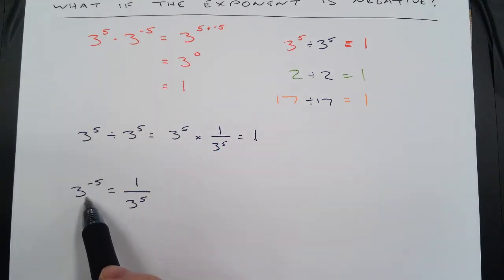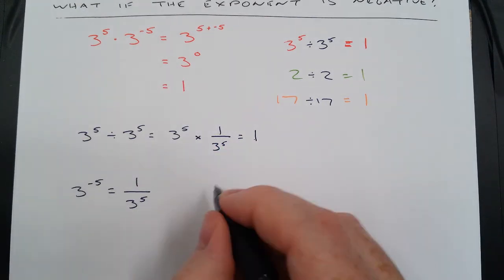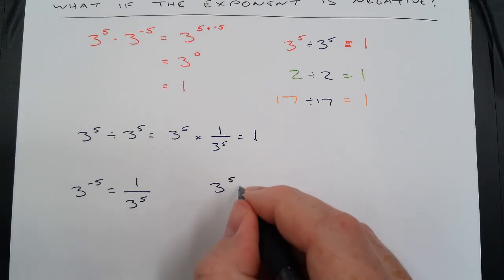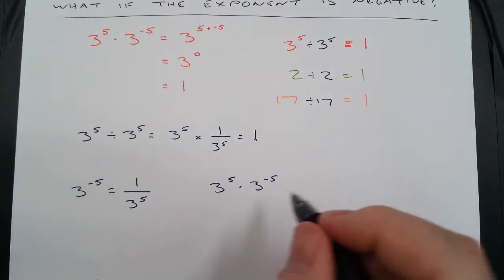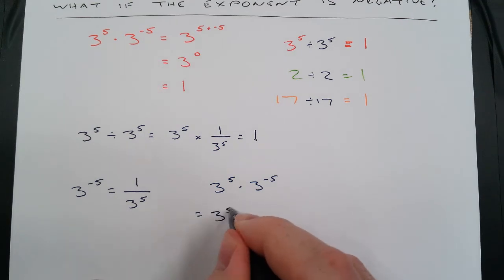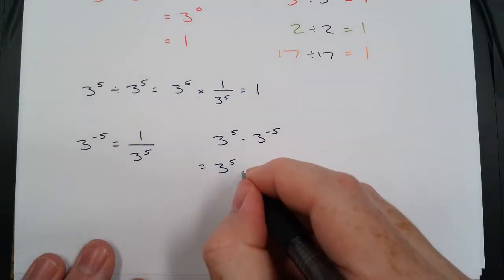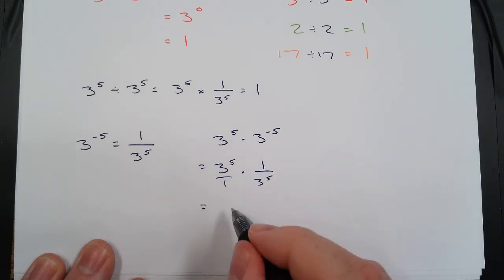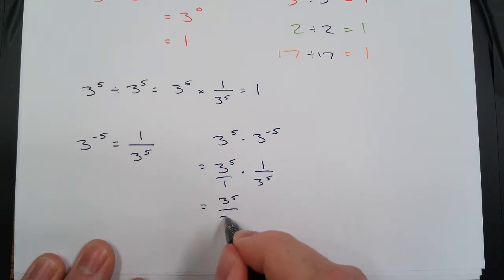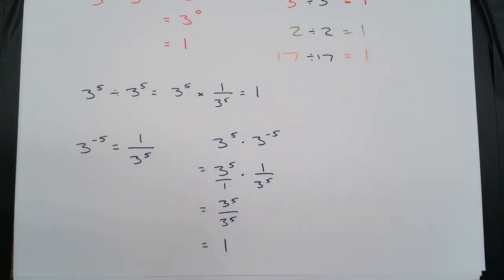If I say 3 to the negative fifth equals 1 over 3 to the fifth, then I do 3 to the fifth times 3 to the negative fifth. I said I can write this instead, times 1 over 3 to the fifth. Turn that into a fraction also. I get 3 to the fifth divided by 3 to the fifth, which equals 1.